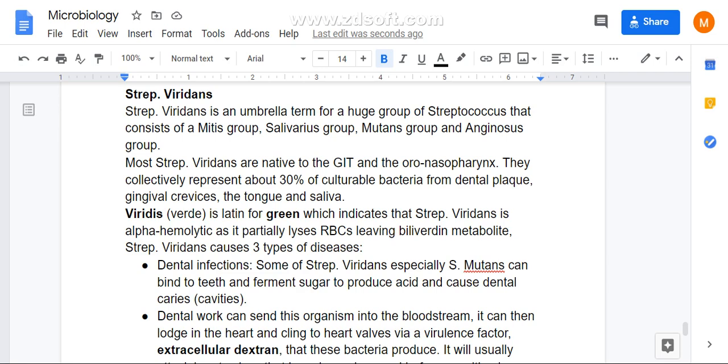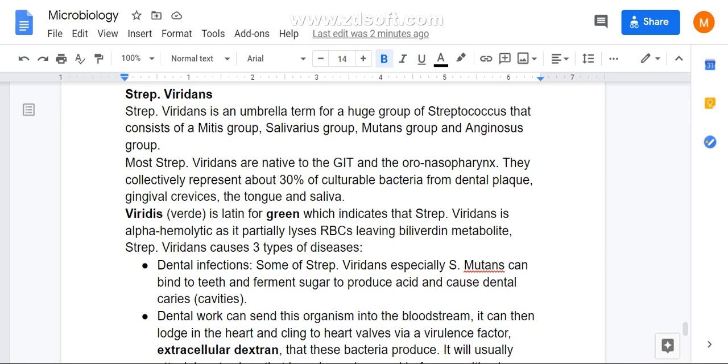Most Strep Viridans are native to the GI tract and the oral nasopharynx. They collectively represent about 30% of culturable bacteria from dental plaque, gingival crevices, the tongue, and the saliva. So this is an important strep to know if you are a dentist. Viridis, or verde, is the Latin for green, and this indicates that Strep Viridans is alpha hemolytic, as it only partially lyses red blood cells and leaves a biliverdin metabolite, which is green.